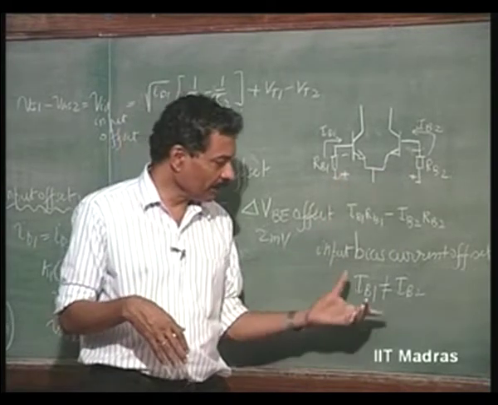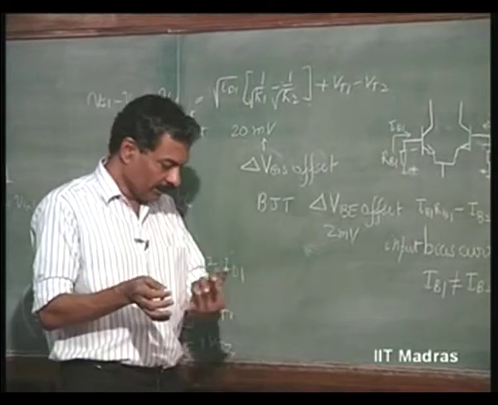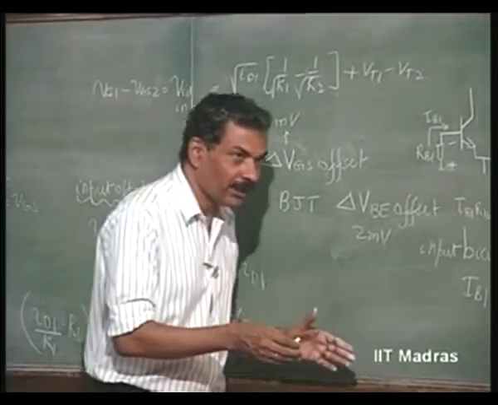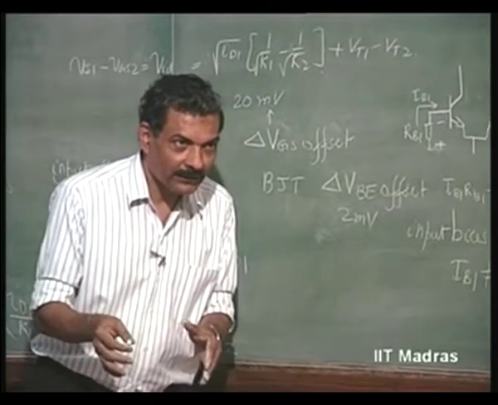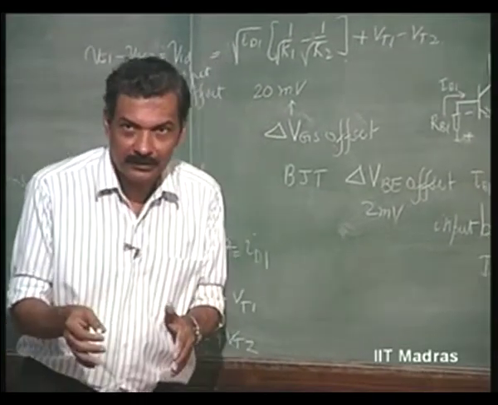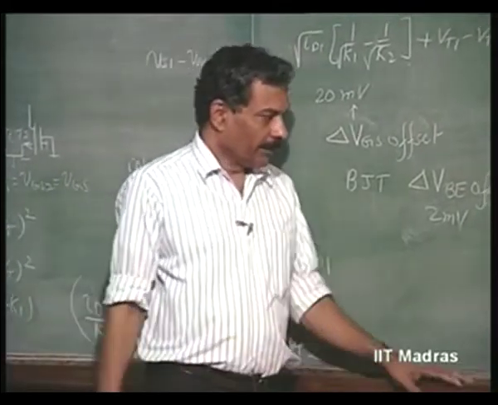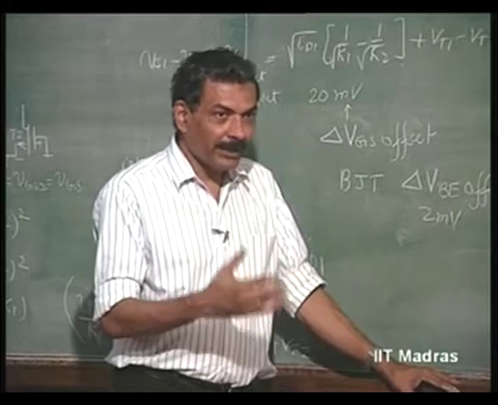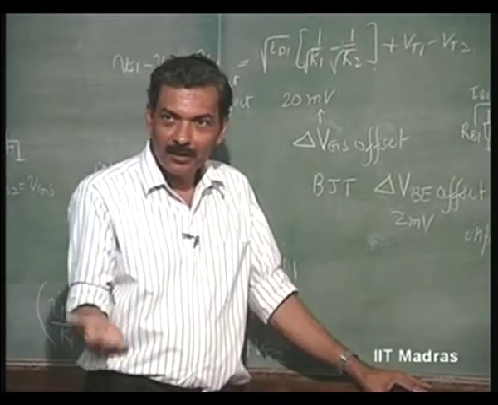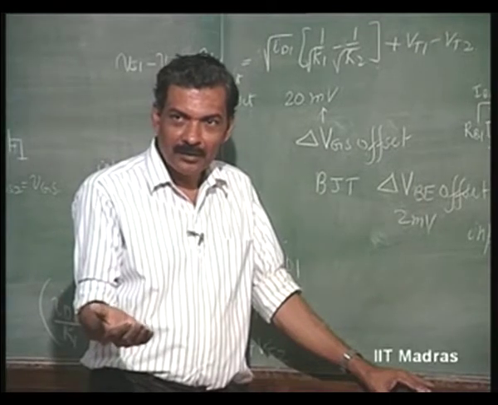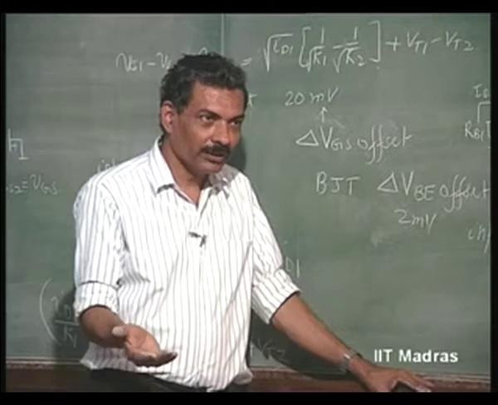So, this is an important aspect about offset. The total offset is going to be bias current offset plus delta VGS offset or delta VBE offset. And the voltage may drift either because of the bias current offset voltage, or because of delta VBE or delta VGS offset, or both.